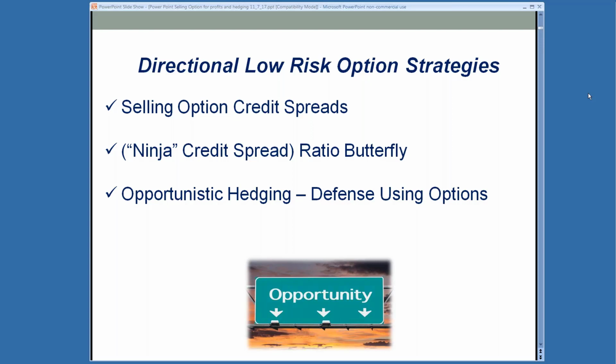The next one that I really like, I've termed the ninja credit spread. It basically comes down to being a ratio butterfly, but it adds an additional credit spread into a butterfly, and it presents a fantastic structure that's very, very low risk but has a great return on your capital at risk. And then the third way to take advantage of selling options is for hedging.